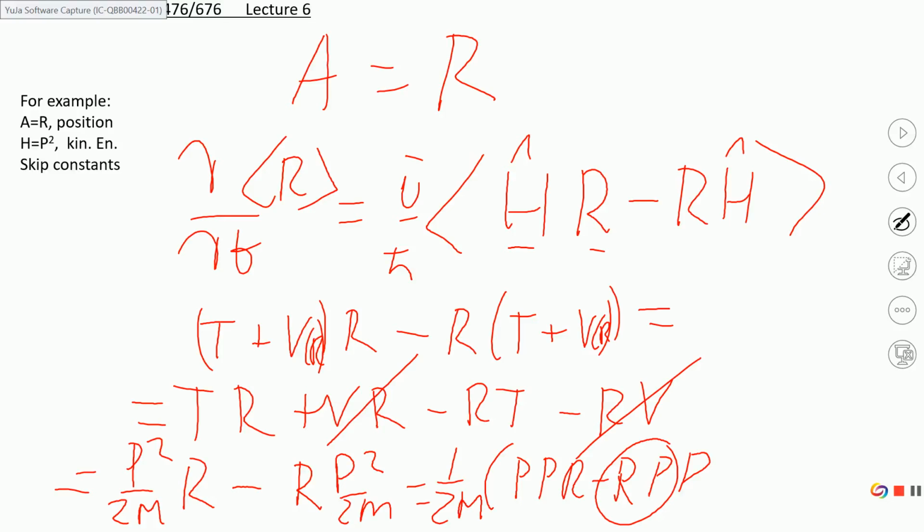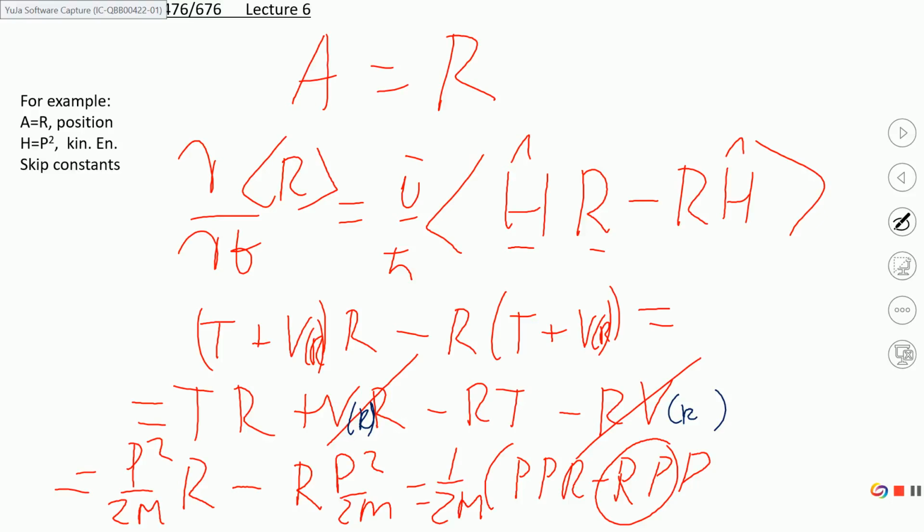Potential energy is a polynomial of position. Therefore, VR minus RV is 0. V depends on R, V depends on R. So we need to practice only TR minus RT. R is position, T is kinetic energy.